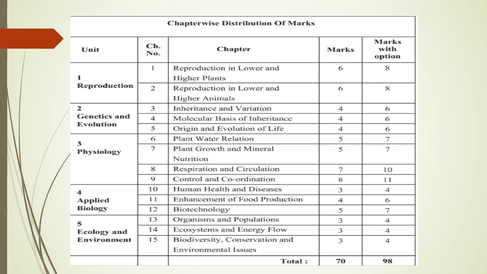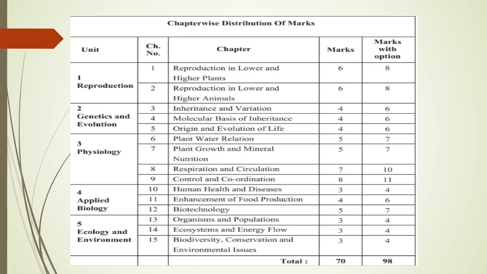So you have to know the name of the disease, the causative organism, how it is treated, and what are the precautions that you take. Enhancement of food production is the next chapter, 4 marks for it. So 2 and 2, or it could be a 3 marks question and 1 mark question only. Very rarely it will come in section D, that is entirely 4 marks.